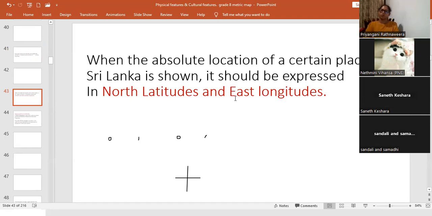You must write north latitudes and east longitudes along with the value. You have to write down these two words, otherwise you can't get marks.